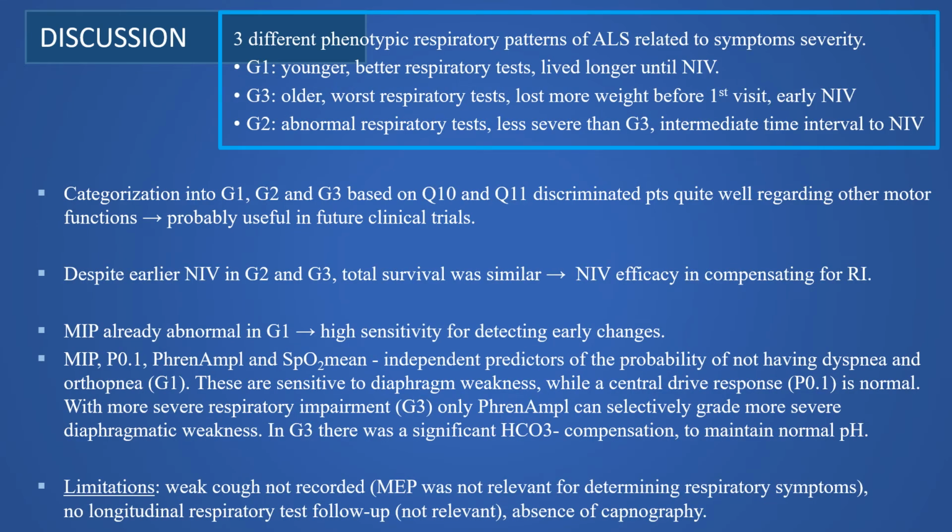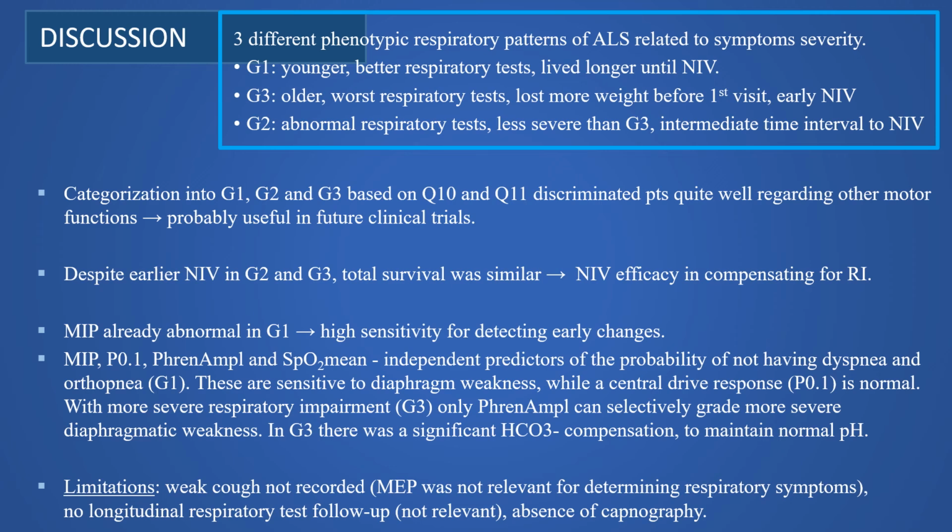Three different phenotypic respiratory patterns should be considered in ALS, with G1 patients being younger with better respiratory functioning. The decline in the respiratory function seems to parallel the decline in the motor function, which is probably useful in future clinical trials. NIV, early NIV adaptation, is an important factor that modifies the natural course of the disease and should be considered in these subgroups, especially in G2 and G3.